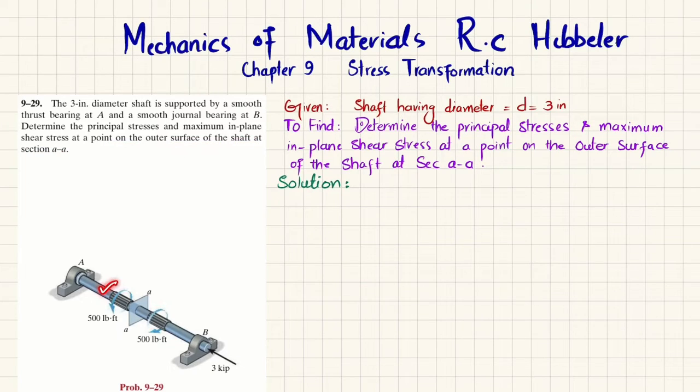So you can see this is the shaft. At point A we have a smooth thrust bearing, and at point B we have a journal bearing. The loading here is shown. This is an axial load, and there are two torques at two different points opposite to each other shown over here. So you have to determine the maximum principal stresses and in-plane shear stress at this section AA on the outer surface of this shaft. So let's start with the solution.